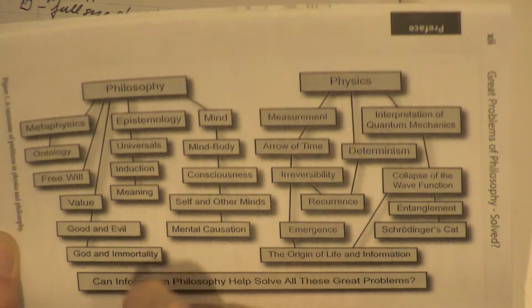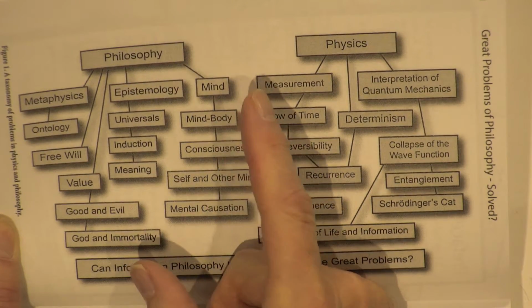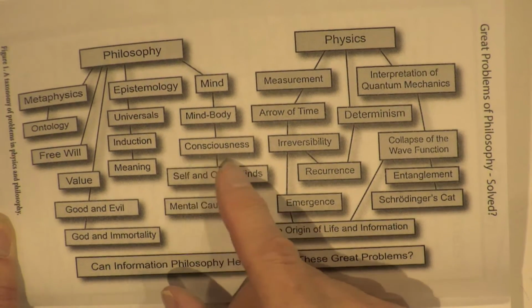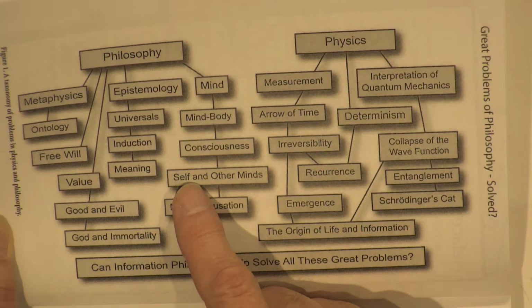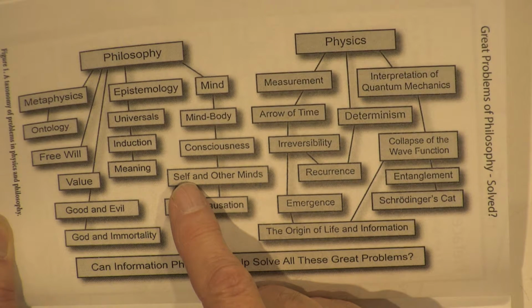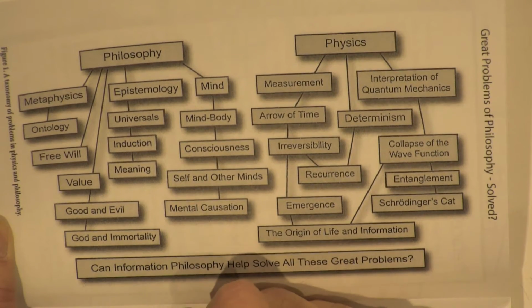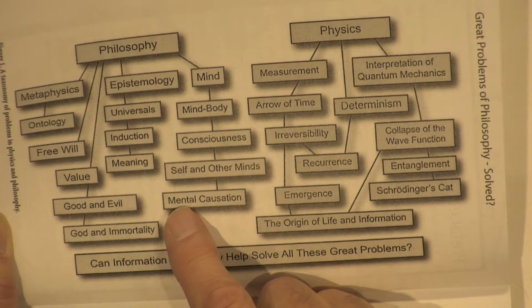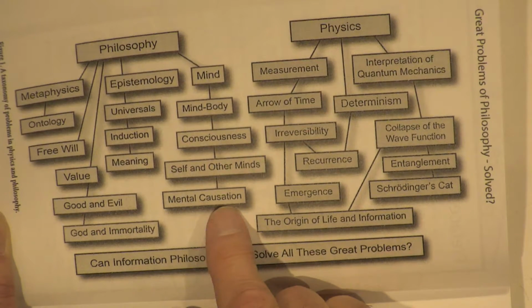Metaphysics, epistemology, problem of the mind, what is the mind, how is the mind connected to the body, the hard problem of consciousness, the problem of the self. Many philosophers deny the existence of a self and that we're all reducible to our molecules and things going on down at the base of the material level. And then the problem of mental causation.